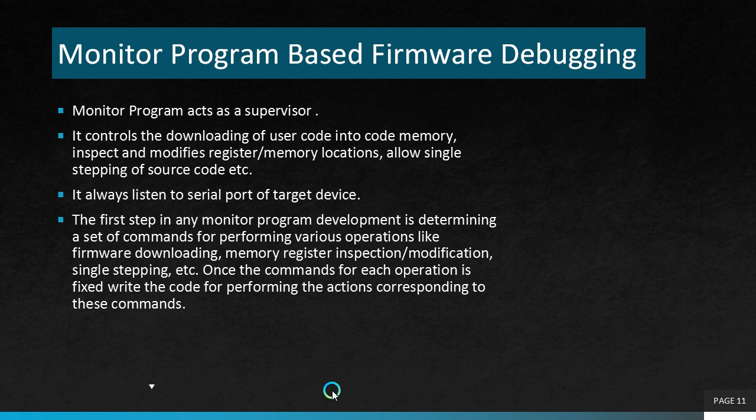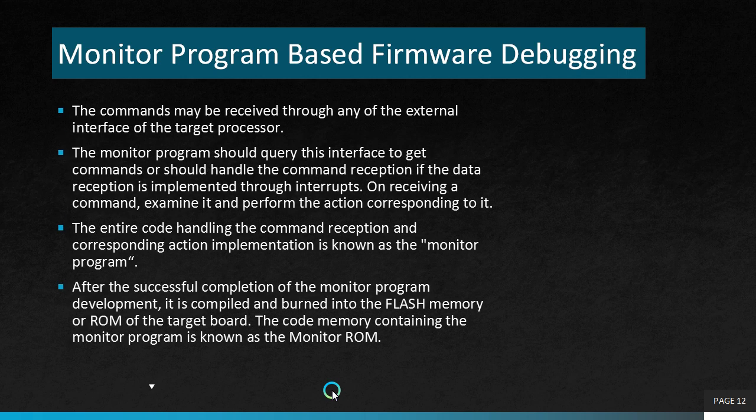of source code, etc. It always listens to the serial port of the target device and, according to the command received, it performs command specific actions. The first step in any monitor program development is determining a set of commands for performing various operations like firmware downloading, memory register inspection or modification, single stepping, etc. Once the commands for each operation are fixed, write the code for performing the actions corresponding to these commands.